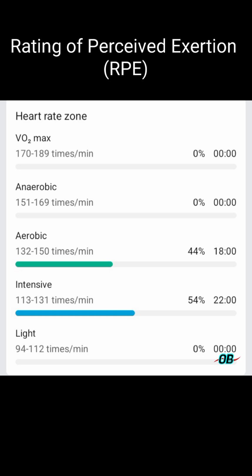This is another schema that we use as professionals to judge whether or not an individual is in a light or in sub maximum to super maximum exercise training zones.